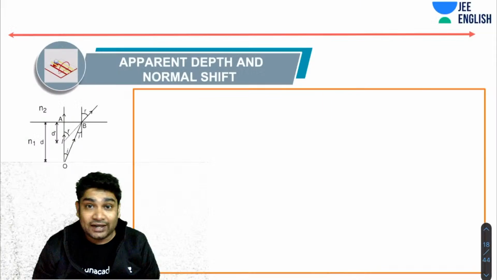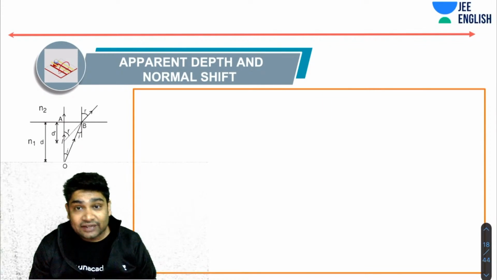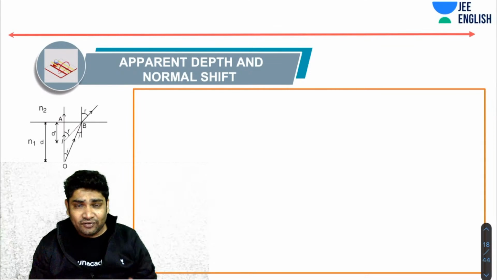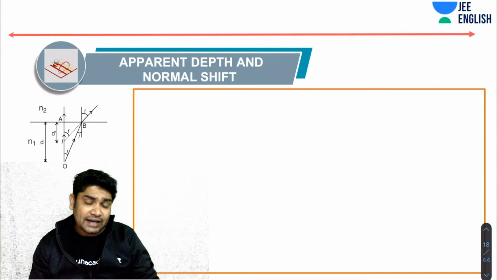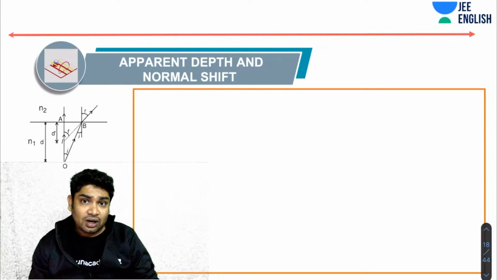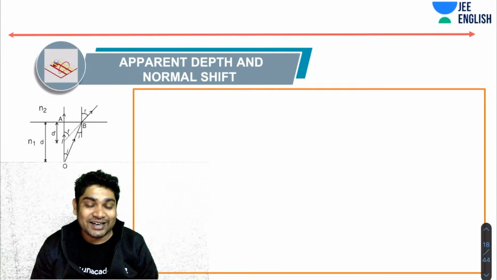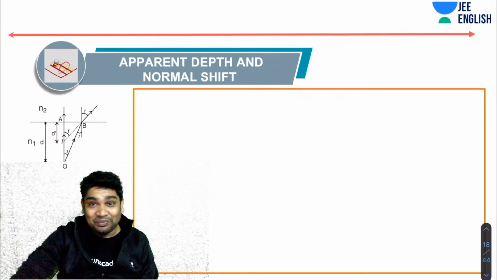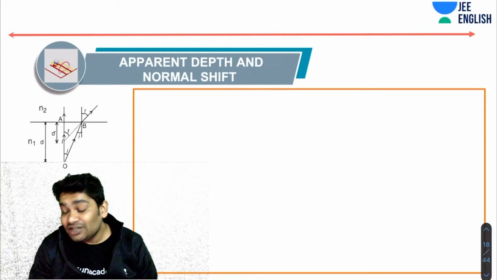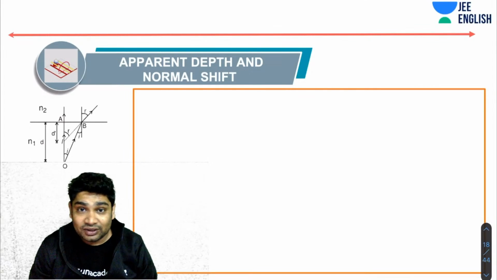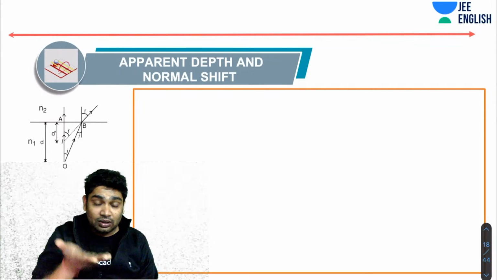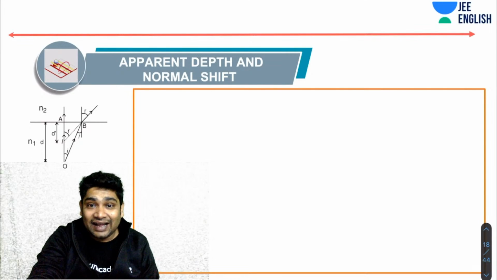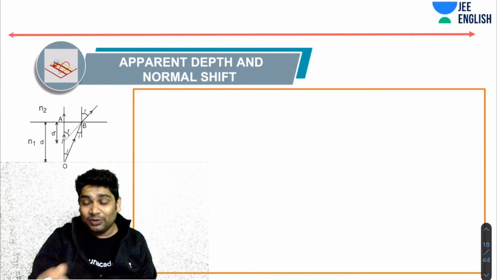All right. Now let's talk about the next thing. So next we'll talk about the apparent depth and the normal shift. When you're looking at something inside the water, you realize swimming pools appear shallower when you look from outside. It appears that the water level is not that deep. But when you jump, it turns out it is deeper than you expected. Similarly, anything that you see through water appears to be a little shifted above. So our aim is to try and calculate that apparent depth or normal shift.